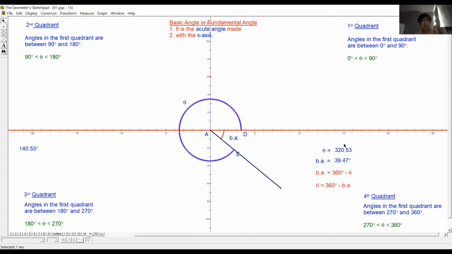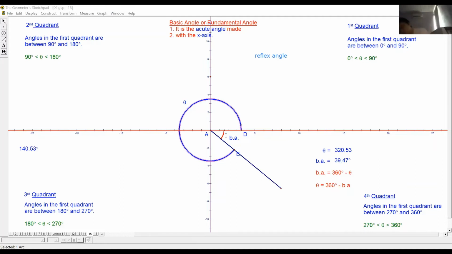The size of this angle is 320.53 degrees. So this is the angle that we are interested in. However, the calculator cannot give us this reflex angle. This one is called a reflex angle.